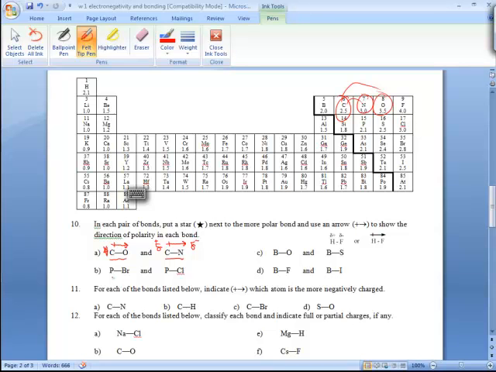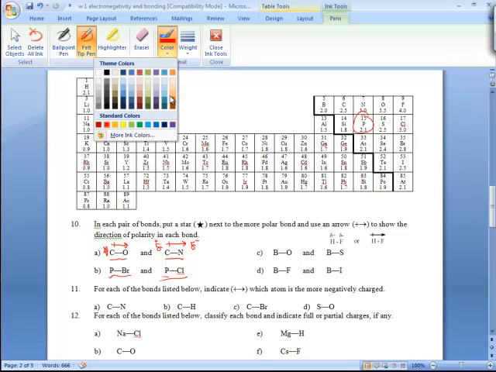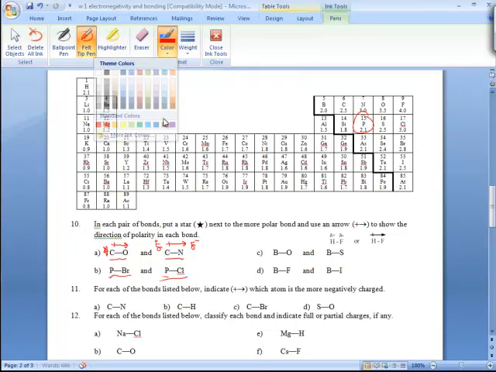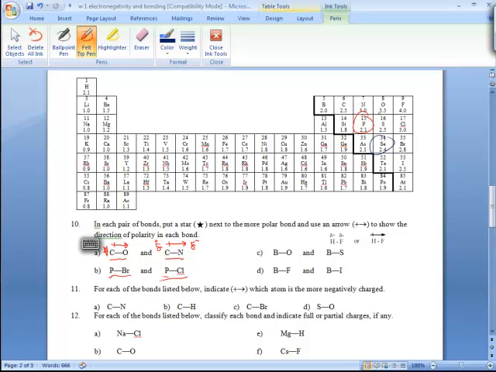Look at one more of these. We're looking at phosphorus bonded with chlorine or bromine. So here's phosphorus, and is it going to be more electronegative if it's combined with bromine? Bromine compared to chlorine.